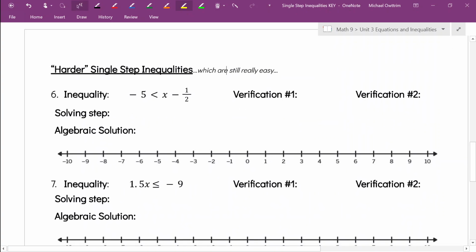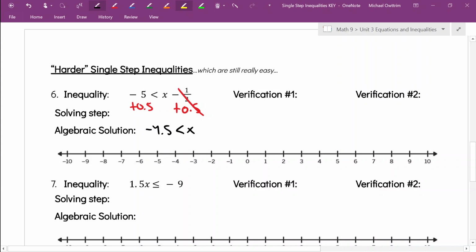So in question 6, we've got negative 5 is less than x subtract 1/2. So what's the opposite of subtracting 1/2? Adding 1/2. I'm going to choose to write that as 0.5 for that 1/2. And negative 5 plus my 0.5 is negative 4.5, which will be less than x.